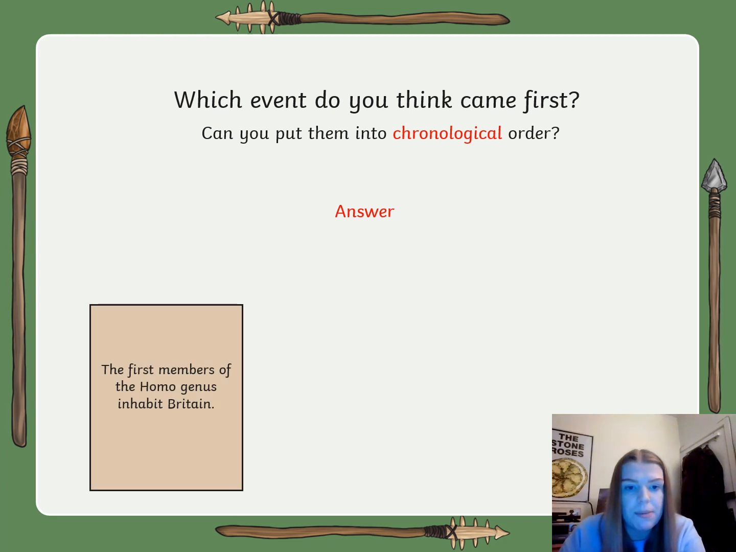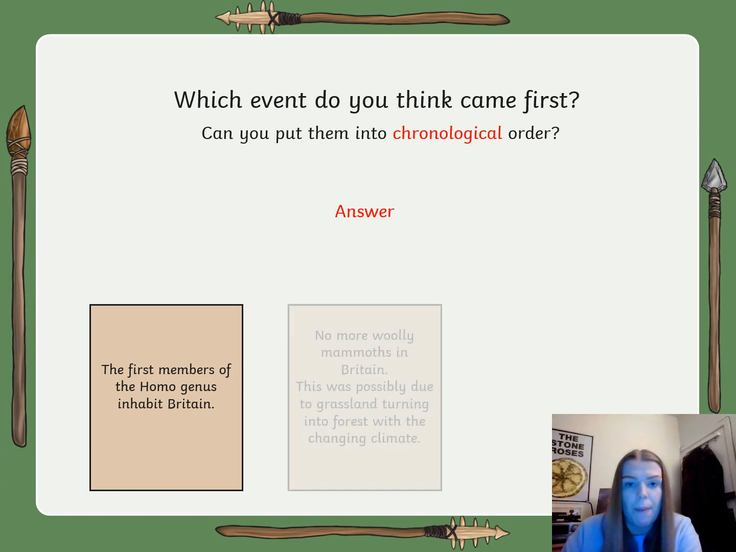So the first member of the Homo genus inhabit Britain. Okay, so we know that this is going to be our first one because this is the first evidence of people we have. We've got to have some people for some evidence so we know what comes next. So the first people inhabit Britain. They move into where we live now. So that should have been your first one.